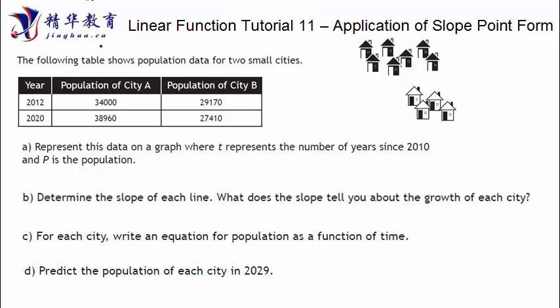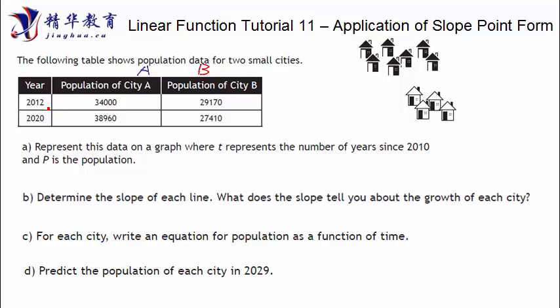We got a table here showing the population data in two small cities. We have city A and city B. From now on, I'm going to use blue to represent city A and red to represent city B. Okay, and let's see what happened here.